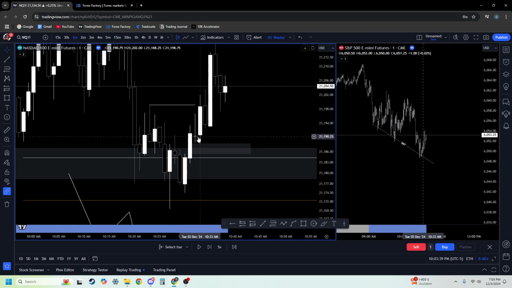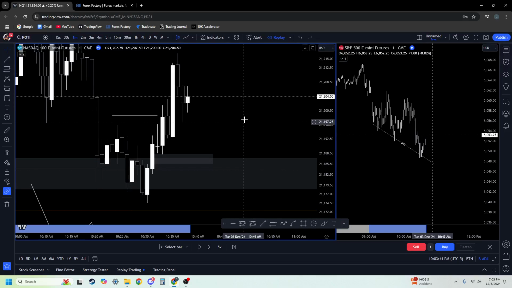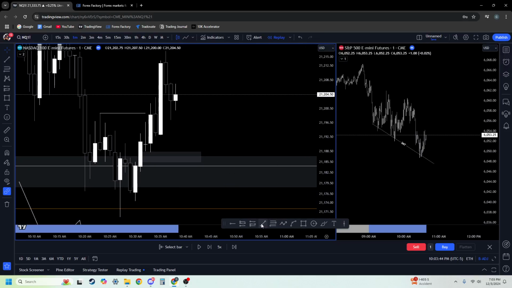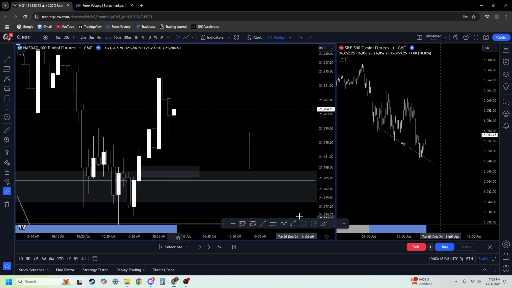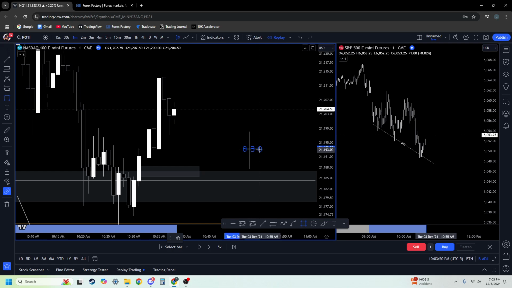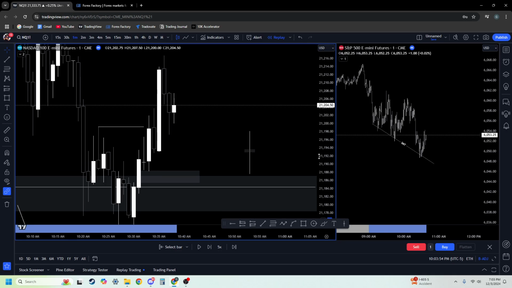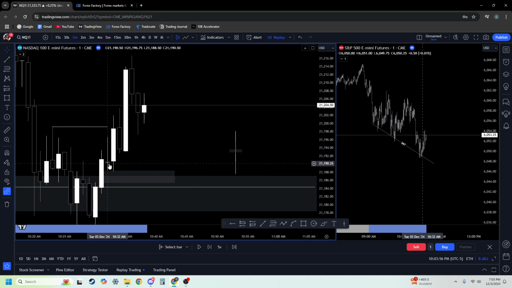We call these indecisive candles. Candles that look like this, we call them dojis. If a candle looks like this, that's an indecisive candle, and that's exactly what this candle is right here.